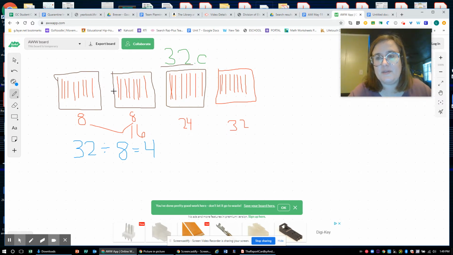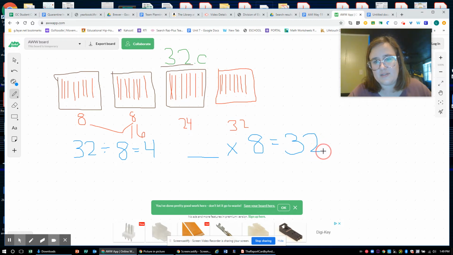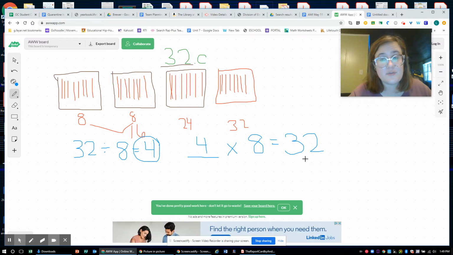Some of you are probably looking at this and thinking, but I'm thinking about multiplication because I see equal groups. I did not know how many groups I would have, but I knew there would be 8 in each group and that there would be 32 all together. So here's my answer, 4, right? I could also plug the number 4 in this box. 4 groups of 8 equals 32. So some of you who are thinking, I could use multiplication to solve this, it's true, you can.